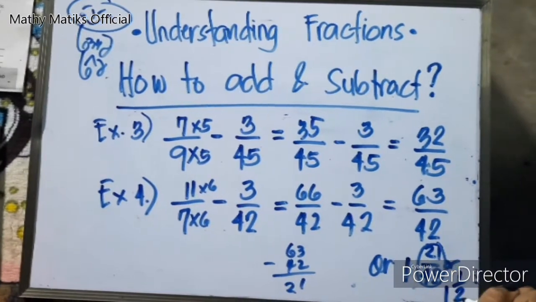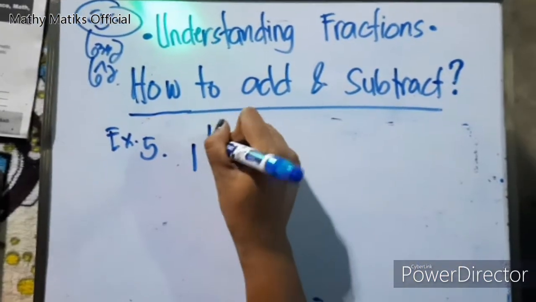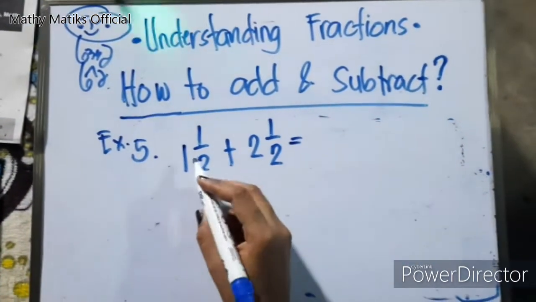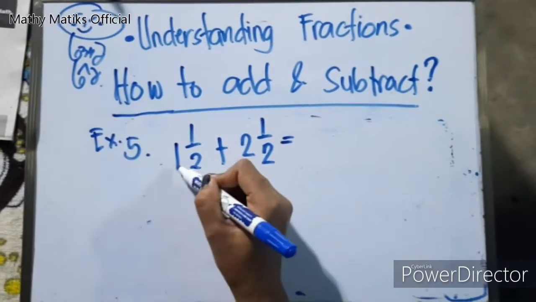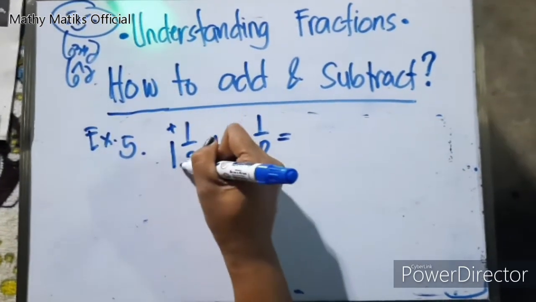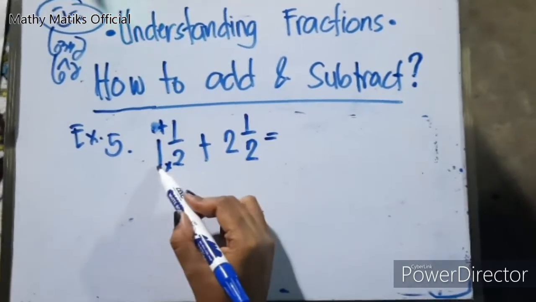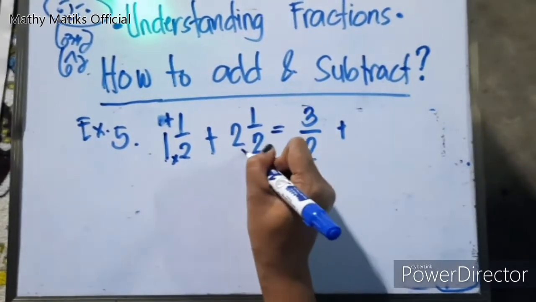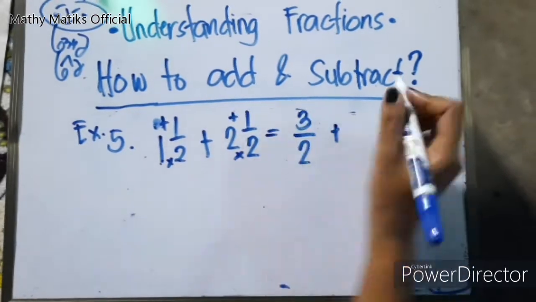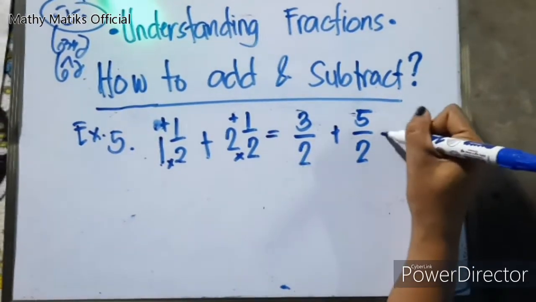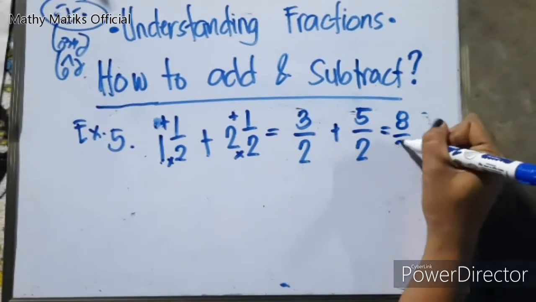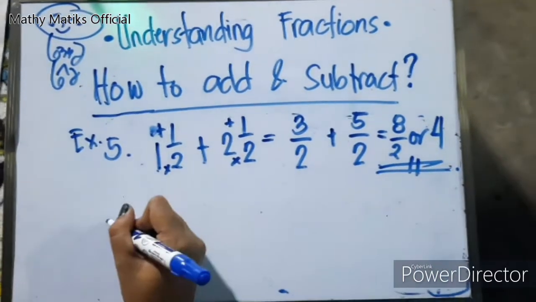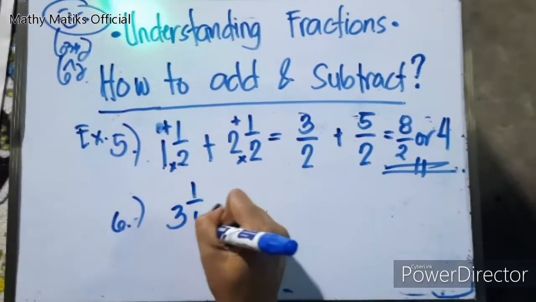We have here a mixed number problem, 1 and 1/2 plus 2 and 1/2. Okay, first step, you are going to change the mixed numbers into improper fractions. 1 times 2 is 2 plus 1 is 3 over 2, copying the denominator. Plus 2 times 2 is 4 plus 1 is 5, that is 5 halves. As you can see, we now have the same denominator, so we can add directly. 3 plus 5 is 8 over a denominator of 2. So we have 8 divided by 2. The answer is 4.